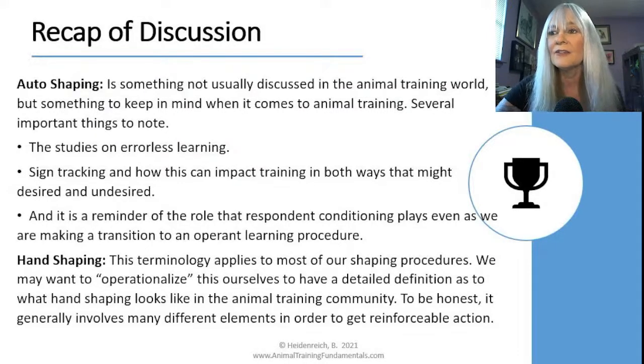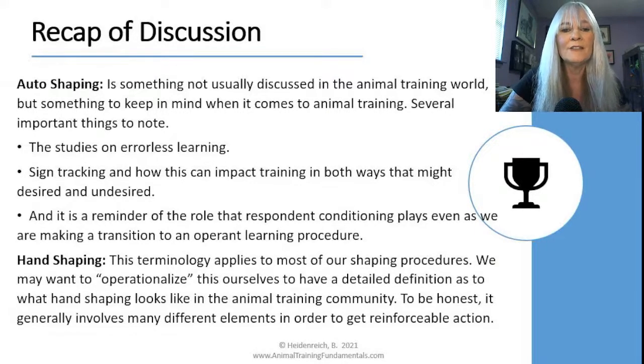I think sign tracking is also a really interesting phenomenon that has been observed with auto shaping and how it can impact training in ways that might be desired and undesired. It is a reminder of the role that respondent conditioning plays even as we are making a transition to operant learning procedures. Hand shaping, the terminology applies to pretty much all of our shaping procedures. We may want to operationalize this ourselves to have a detailed definition as to what hand shaping looks like in the animal training community. To be honest, it generally involves many different elements to get reinforceable action for us. This is all the prompting, the luring, the antecedent architecture, all that fun stuff.